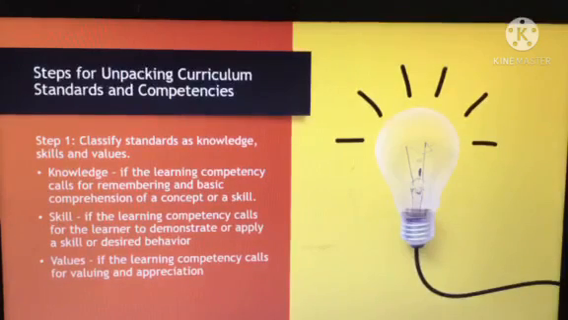So, there are steps for unpacking curriculum standards and competencies. First step, it classifies standards as knowledge, skills, and values. So, when we say knowledge, if the learning competency calls for remembering and basic comprehension of a concept or a skill. Skill, if the learning competency calls for the learner to demonstrate or apply a skill or desired behavior. The values, if the learning competency calls for valuing and appreciation.